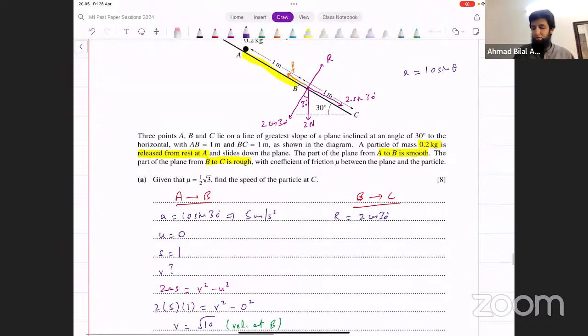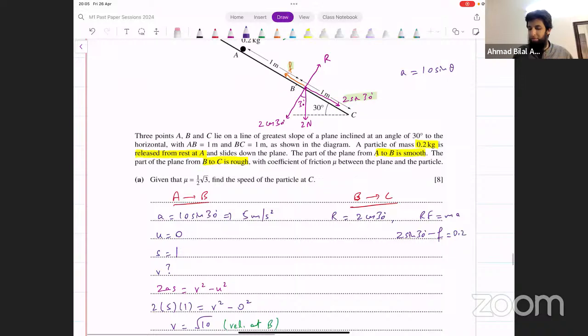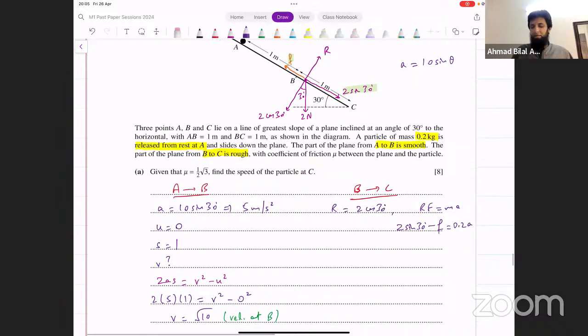Along the surface, we can use Newton's second law of motion. Forward force minus the backward force equals mass into acceleration in this direction. The particle is moving down the plane. What's the forward force? The forward force is going to be 2 sin 30. This is the forward force. What's the backward force? Backward force is friction. 2 sin 30 minus F, that equals mass, which is 0.2 times acceleration. Sin 30 is 1 over 2. So 2 into sin 30, that gives you 1 minus friction.